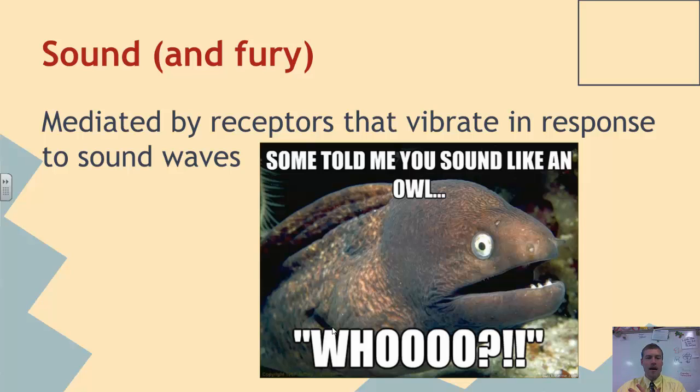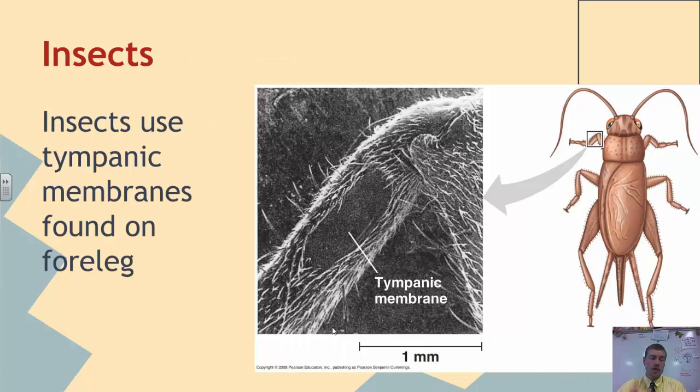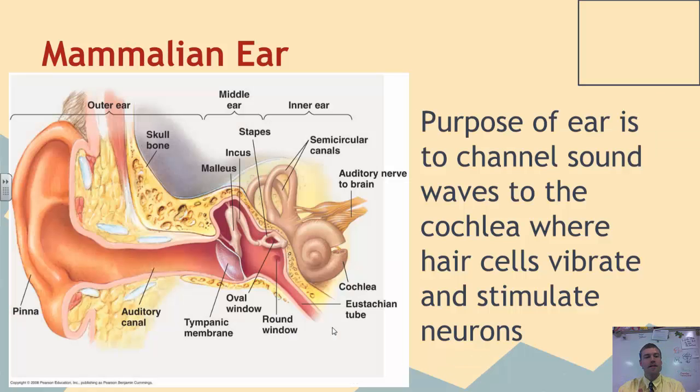Let's talk about sound. Sound is mediated by receptors that vibrate in response to sound waves. Remember, sound is a wave, and it is a physical wave. It is not an electromagnetic wave, which is why you don't use photoreceptors for it. Insects have little membranes that are found on the inside of their forelegs, and those vibrate, and then they send signals into their little tiny brains.